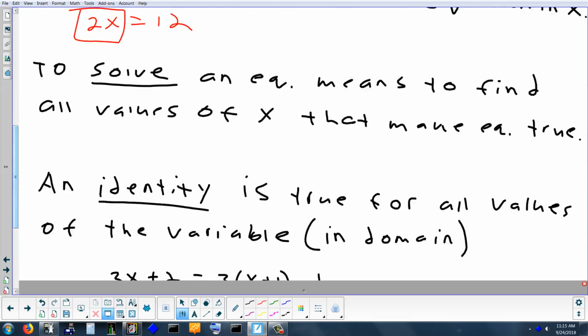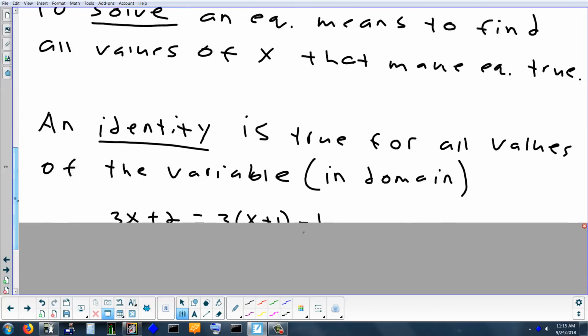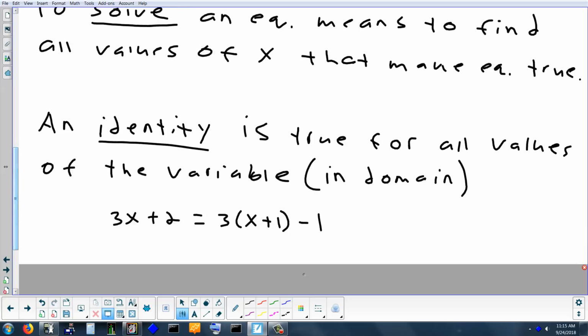Now, some equations are a little different because they're always true. And that's an identity. The equation I have on the board, you can plug in any number you want for x and it's always true. The easy way to see it is to do out what's on the right-hand side.